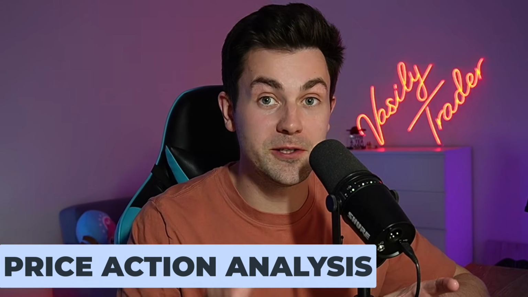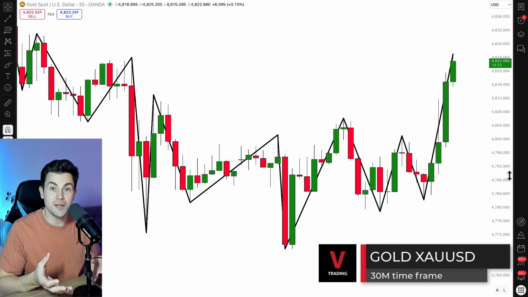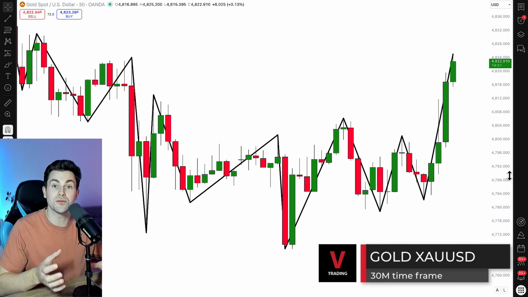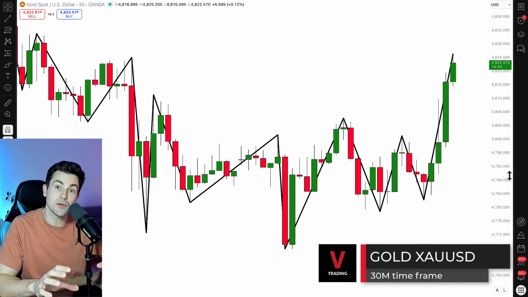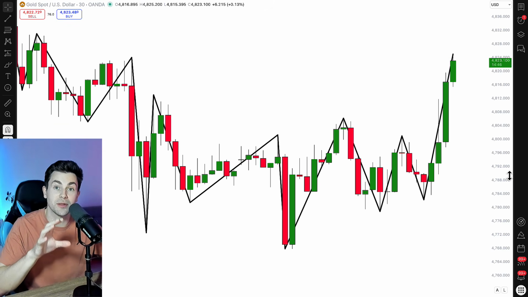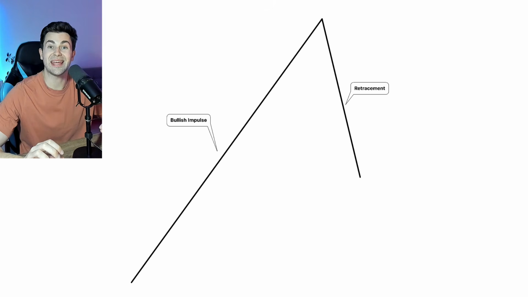And let's start with a short but important theory. There are multiple ways to identify the market trend on gold. One of the most efficient ones is based on price action analysis. When we do price action trading, we perceive price movements on gold chart as a sequence of impulse and retracement legs. A bullish impulse leg is a strong bullish movement up.